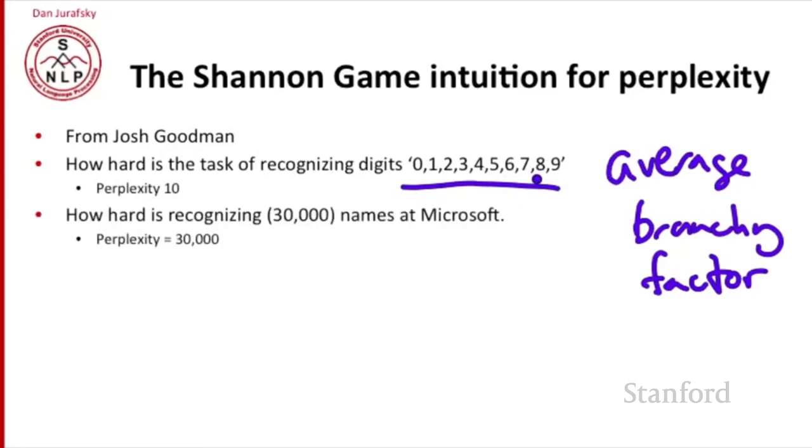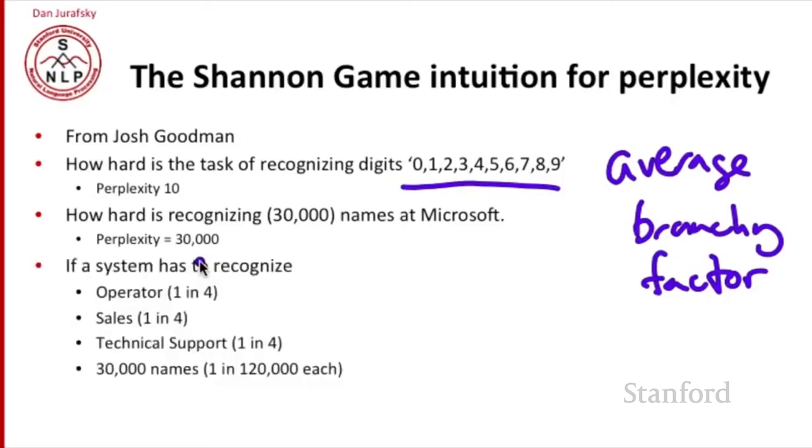If I'm building a speech recognizer for a switchboard phone service, and I have to recognize 30,000 names, then the perplexity of the names is 30,000 if they're all equally likely.